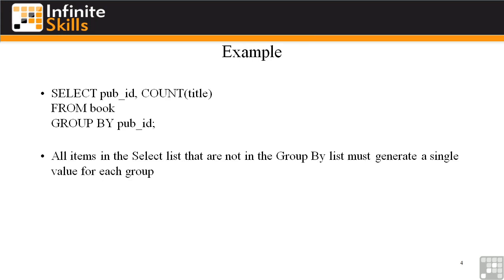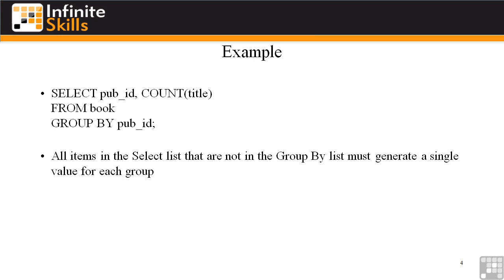Now here's an example. We have selecting a pub ID and a count of the title. Now that's listing detailed information, the pub ID per row, and a count of the title. Normally that wouldn't be accurate from book, but because I have a group by clause on it, I'm grouping by the value of pub ID. This is the pub ID on the book table now, not the publisher's table. We can do this. So all the items in the select list that are not in a group by must generate a single value for each group.